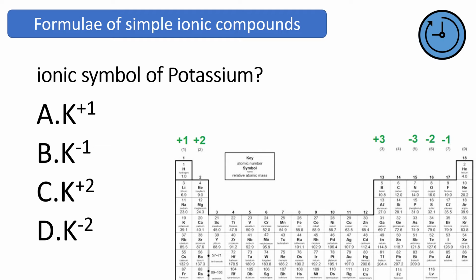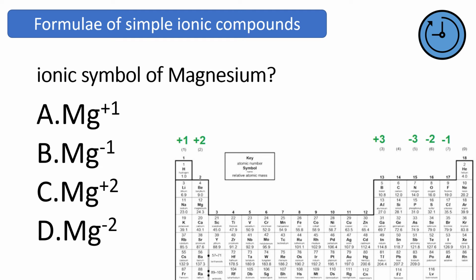What's the ionic symbol of potassium? Potassium is going to be +1. It's in group 1. And what's the ionic symbol of magnesium? Magnesium is going to be Mg+2 because it's in group 2.